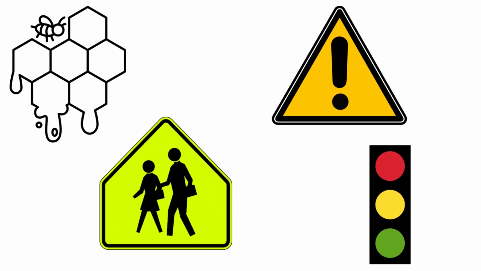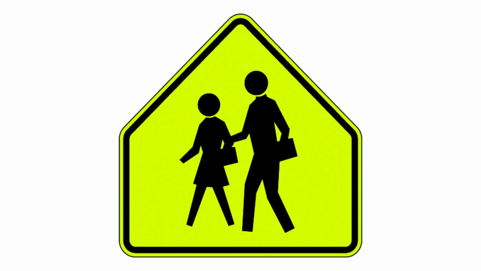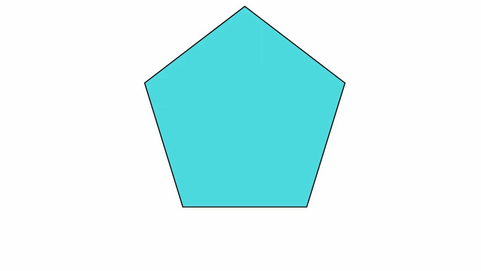How about here? Let's count those sides. You've got it. There are 5 sides. Which shape did we discuss today that has 5 sides? Oh boy! You're a smart cookie. It is a pentagon.